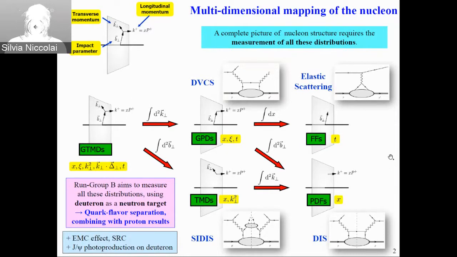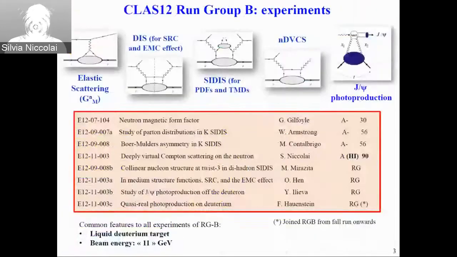They are accessible in different final states, and they give access to different combinations of the degrees of freedom of the partons. And the main goal of Run Group B is to measure all these distributions using the deuterium as a neutron target. And one of the goals is to operate a quark flavor separation of these structure functions, combining with the proton results for these distributions. On top of that, we also have other experiments, such as the ones investigating the EMC effect and short-range correlations, or J/psi photoproduction on deuterium. The complete list of the experiments of the Run Group is shown here.